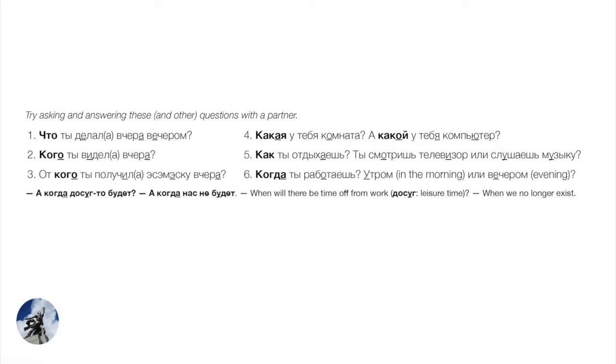Number three, from whom did you receive an SMS yesterday? От кого ты получил или получила СМС-ку вчера? Какая у тебя комната? А какой у тебя компьютер? Okay, again, asking for some descriptive adjectives, right? What kind of room do you have? What kind of computer do you have? Number five, как ты отдыхаешь? Ты смотришь телевизор или слушаешь музыку? How do you relax? Do you watch television or listen to music? And number six, когда ты работаешь? Утром или вечером? When do you work? In the morning or in the evening?